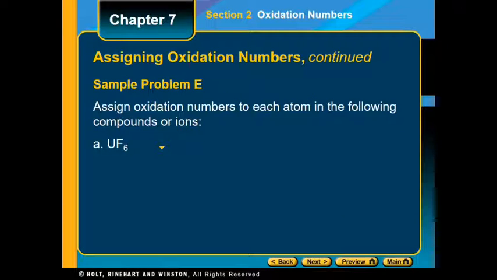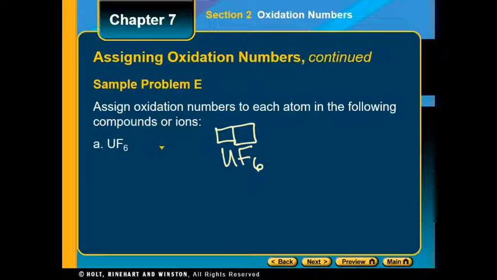So let's work through this example right here. This is UF6. With this, I put a box above each of these elements so we can find the oxidation number of every element within the compound or the polyatomic ion, and then we get started.